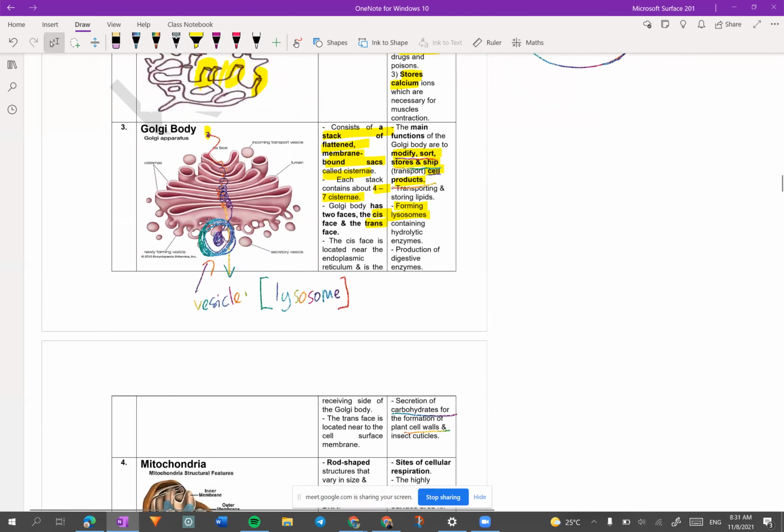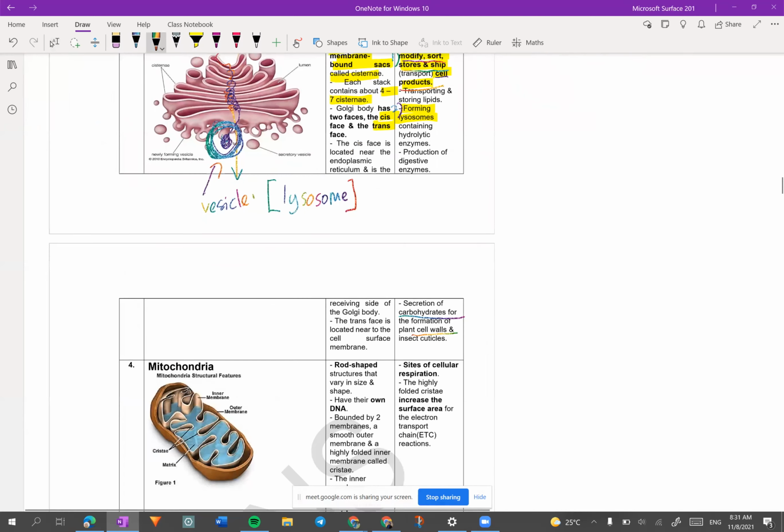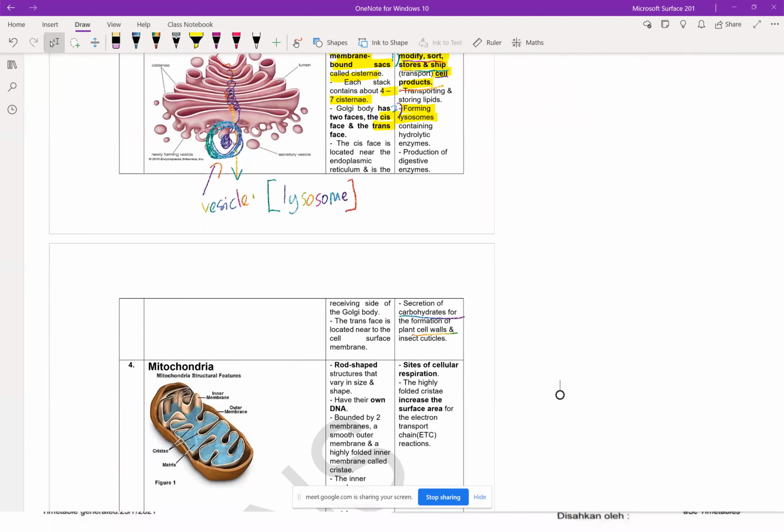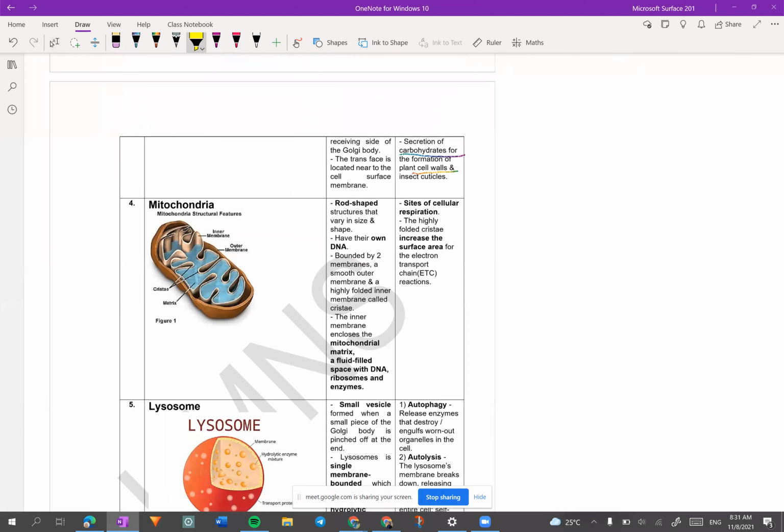And saya rasa kalau apa-apa pun ni dua lah. Okay. Yang ini satu dan yang kedua form lysosome sebab dia lebih ada masuk dalam kita punya syllabus. Okay, lysosome tu. Next kita pergi pada mitochondria.